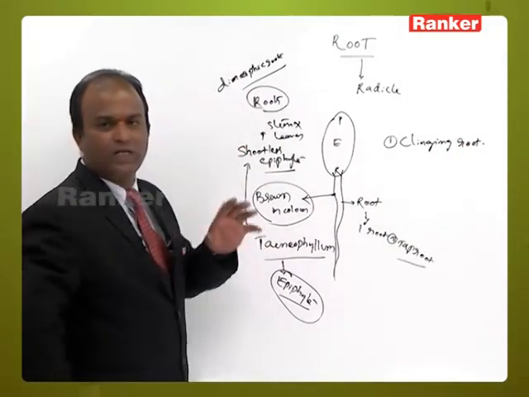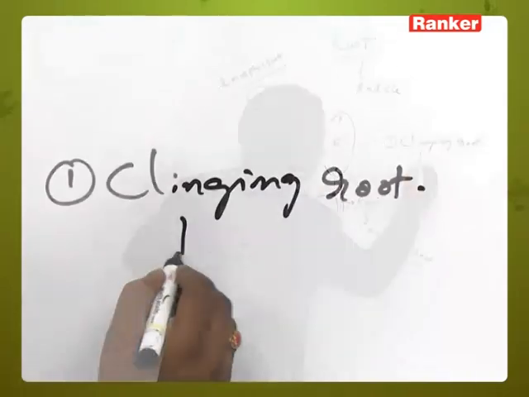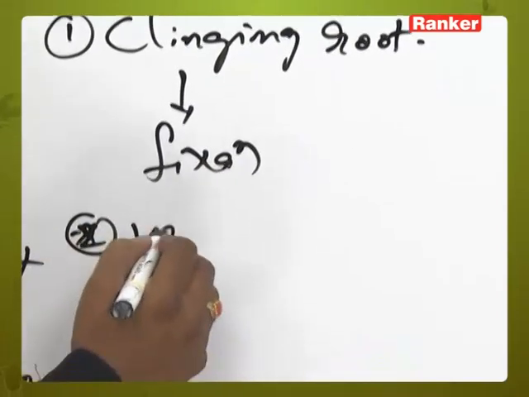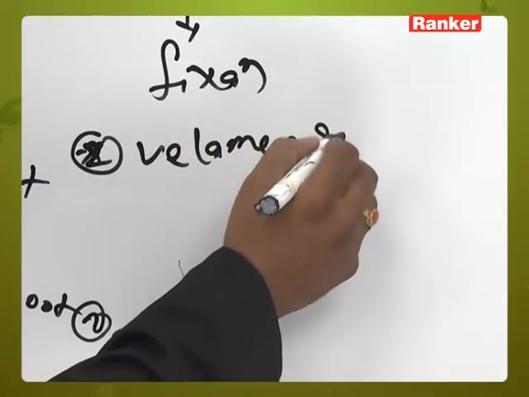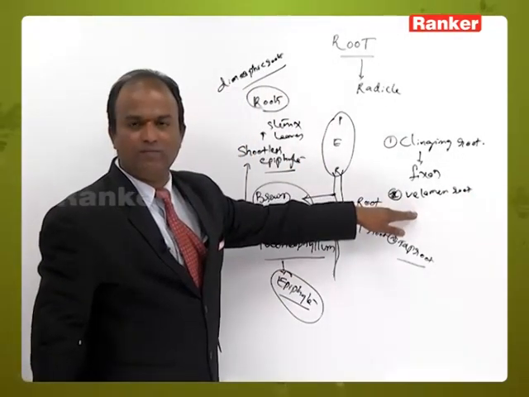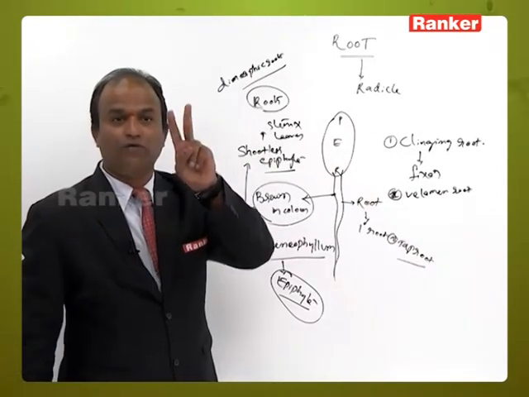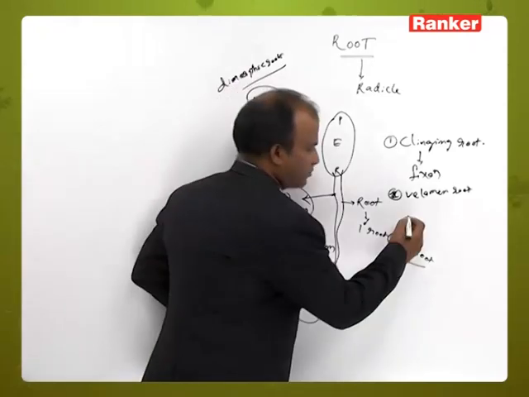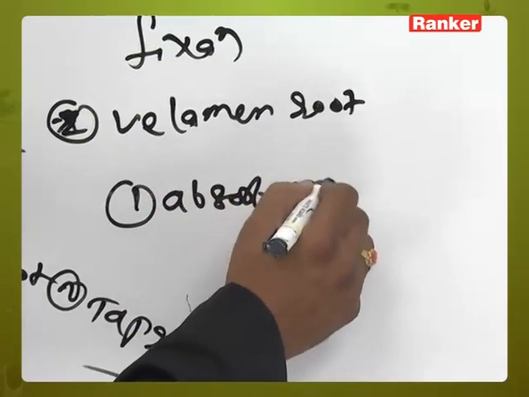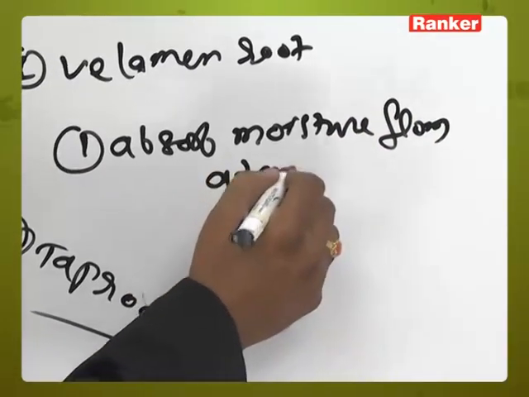This clinging root helps in fixation. And the other root is the velamin root. Now what is the question arising? Does this velamin root perform two functions or one function? It performs two functions. What are the two functions? It can absorb moisture from the atmosphere.